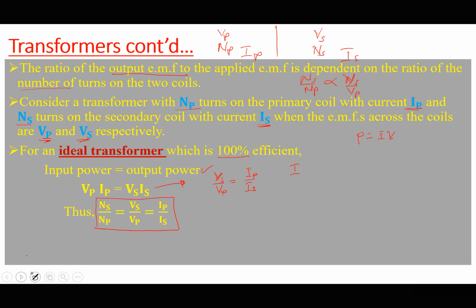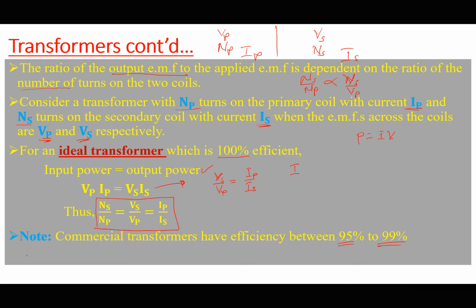I want you to note that in practice, actual transformers are about 95 to 99% efficient. That means there is some loss in power inside a transformer. We shall see some of the sources of energy loss within a transformer. But the transformers we use at home are not 100% efficient, not at all.